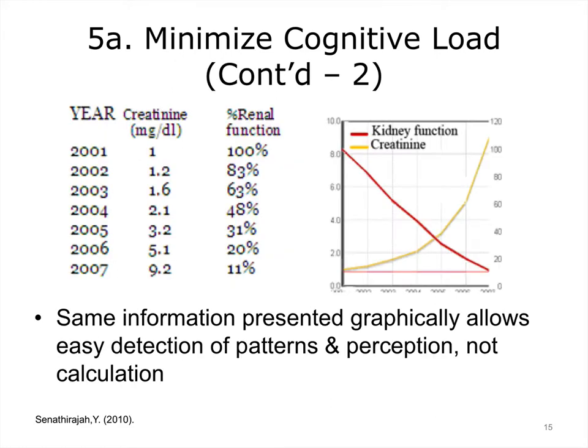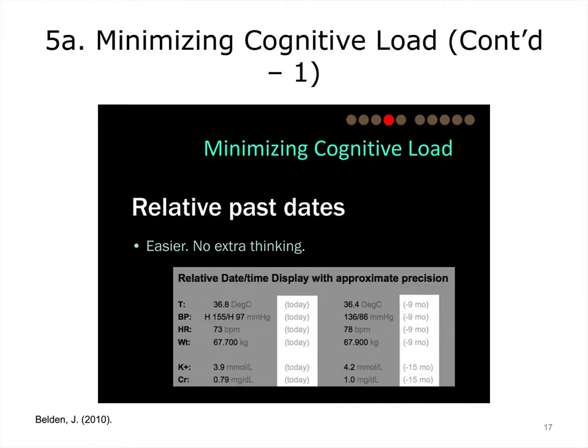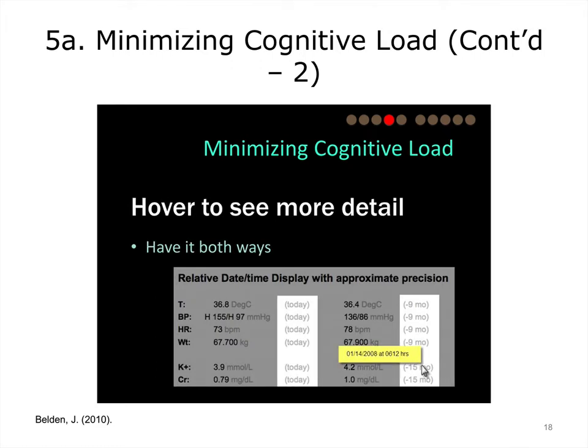On the left is a table showing the patient's creatinine values and renal function over several years. On the right, the same values are graphed, allowing one to see patterns at a glance. Obtaining values such as these requires the user to do calculations to find the time elapsed since the measurement. This relieves the user of calculation with approximate, useful values. The user can mouse over to get exact dates if required.